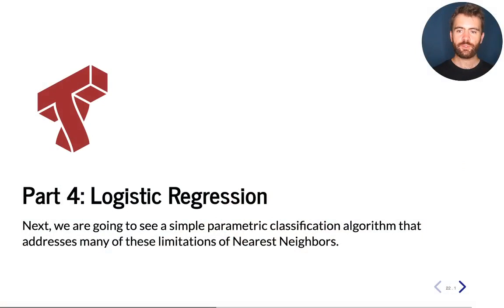This is part 4 of lecture 6 of Applied Machine Learning. In the previous videos, we saw our first supervised learning classification algorithm, which was called nearest neighbors. In this video, we are going to see a new supervised learning classification algorithm called logistic regression. And logistic regression will address many of the limitations that nearest neighbors has.